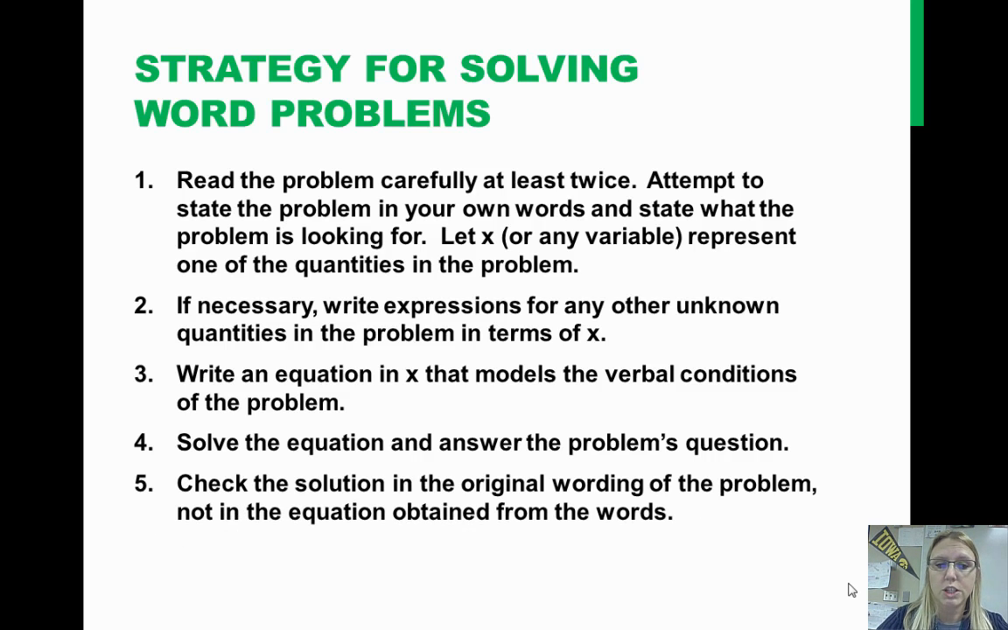Last of all, check the solution in the original wording of the problem, not in the equation obtained from the words. In other words, look to see if it's logical, if your solution makes sense. Because sometimes we do things and it mathematically looks okay, but then if you look back at the word problem, it makes no sense what our solution was. So you need to check that.